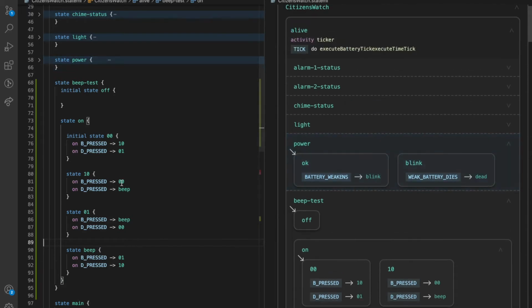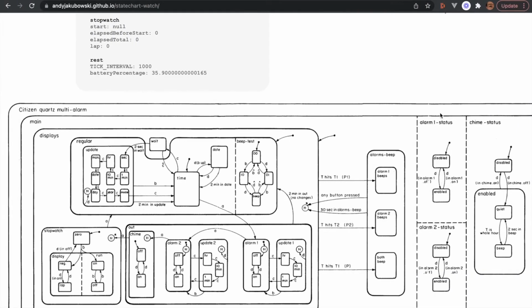So currently beep test is orthogonal to main. That's what we've done. So this no longer exists here.